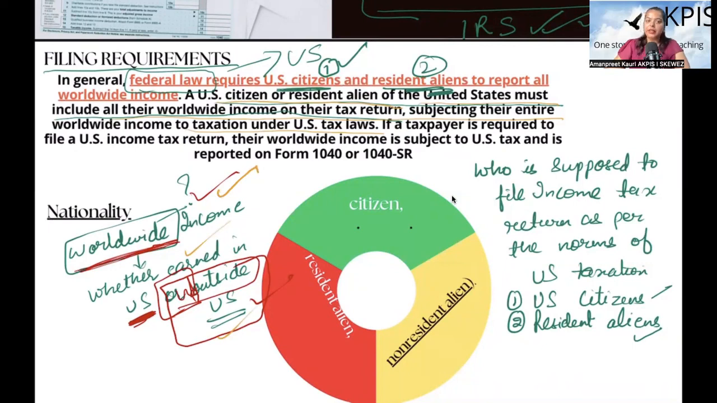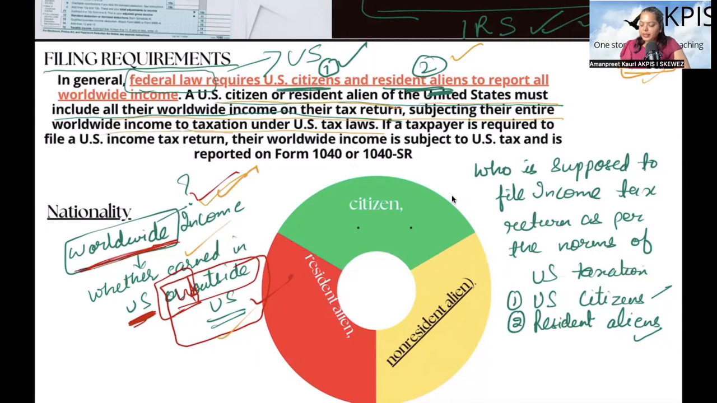So far we have discussed some of the key aspects. Point number one, in the United States of America, the governing body of US taxation filing is the IRS, right? And who is supposed to file a tax return with the IRS? The one who is a US citizen and even the one who is a resident alien. In both the situations, they are supposed to pay their taxes on their entire income, that is worldwide income, whether earned in the US or outside the US.